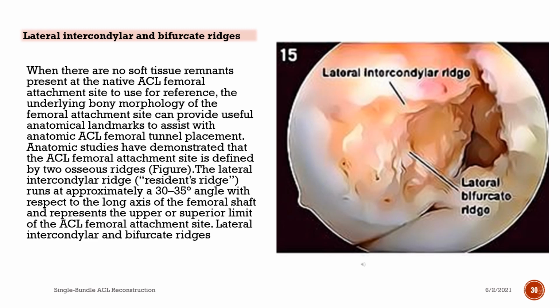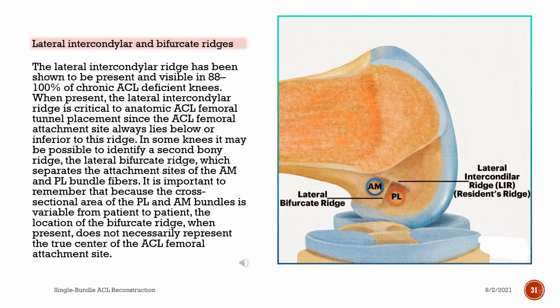Lateral intercondylar and bifurcate ridges. The lateral intercondylar ridge has been shown to be present and visible in 88 to 100% of chronic ACL deficient knees. When present, the lateral intercondylar ridge is critical to anatomic ACL femoral tunnel placement, since the ACL femoral attachment site always lies below or inferior to this ridge.